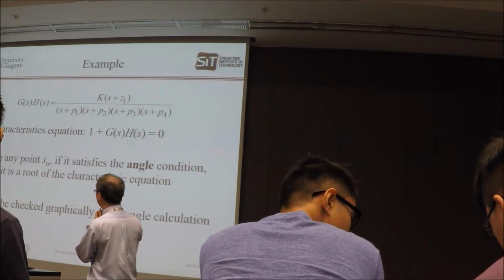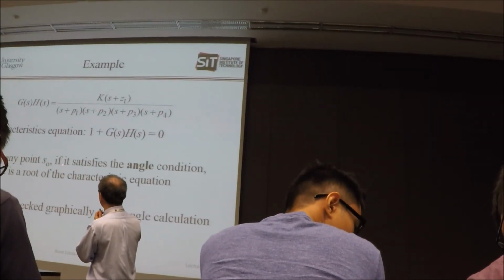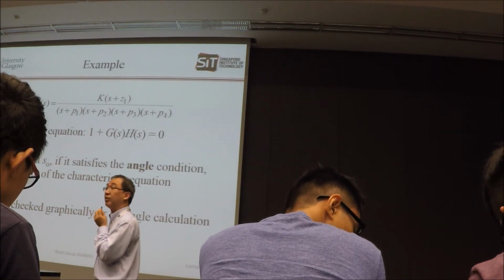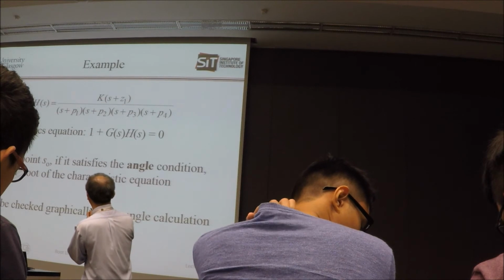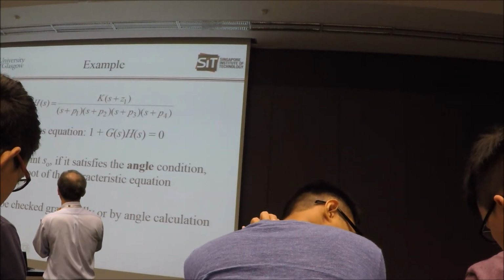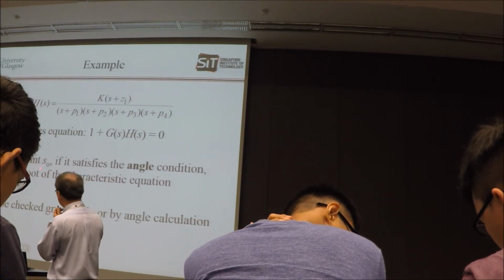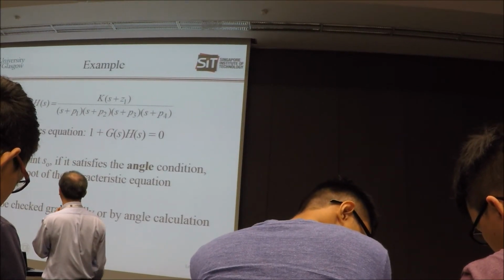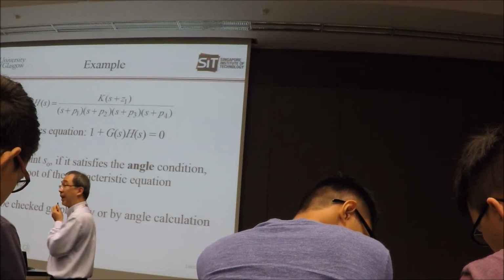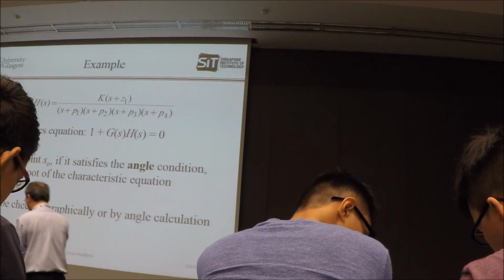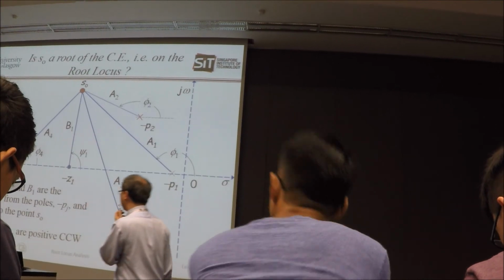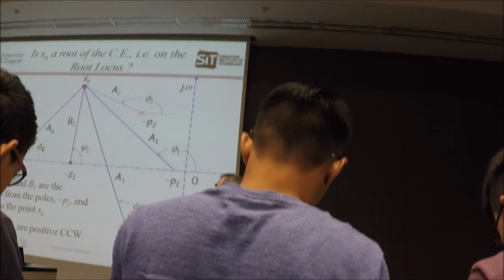What happens here is if you take any point S0 that satisfies the angle condition, then it is a root of the characteristic equation. That's what we meant, right? If it satisfies the angle condition or the magnitude condition, it must be a point on the root locus. You can check it graphically, or you can do it by angle calculation. And this is how we carry out the checking.